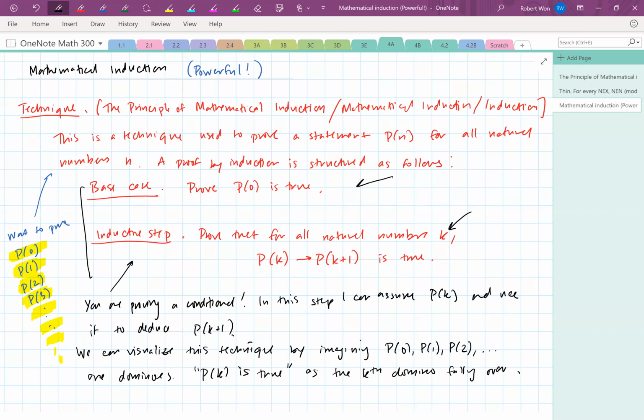Okay, another visualization technique people have is like you're climbing up the rungs of a ladder. So in the inductive step, it's like you're proving that if you can get to the kth step, then you can get to the k plus first step.